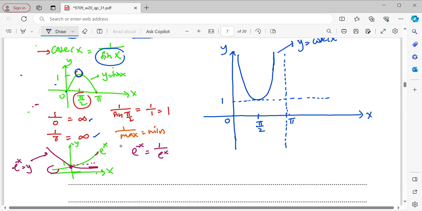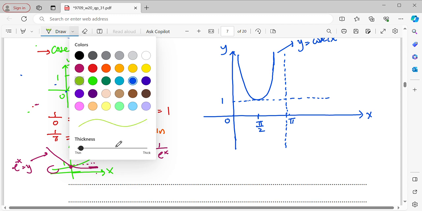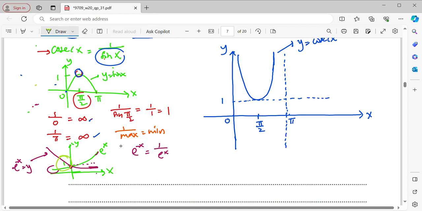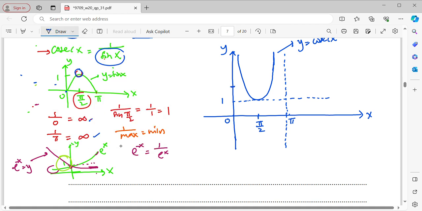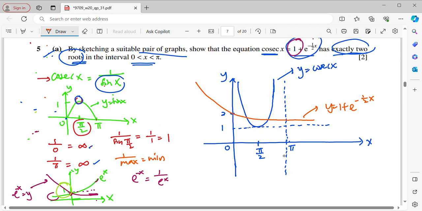Okay, so it means that instead of intersecting at 1 over here, now it will be moved up. That means it will be intersecting at 2. So let's say here is 2. Okay, so my other graph is going to be like this. So this is my y equals 1 plus e to the negative half x. Okay, so from here, you will get 2 intersection points.